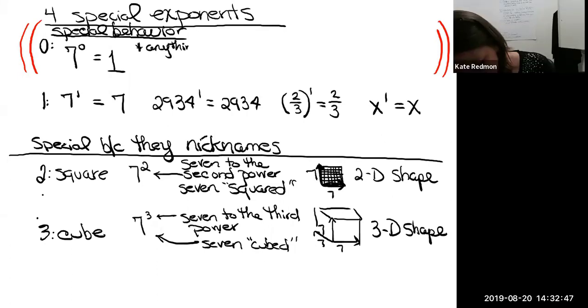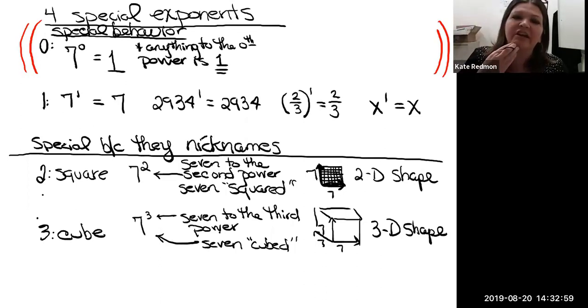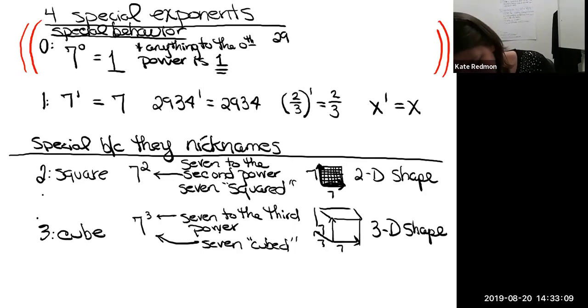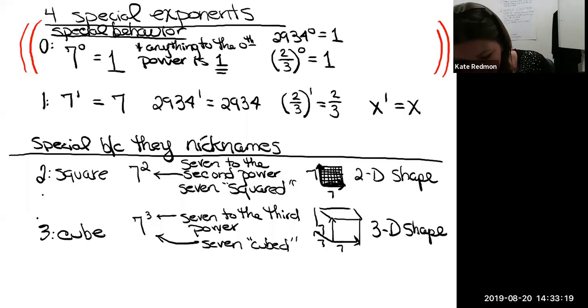Okay, so put that in your notes, because it doesn't make a lot of sense to us unless we've learned it before. And so you will be very likely to forget it if you don't repeatedly practice this. Okay, so anything to the 0th power is 1. I don't care how big it is. 2,934 to the 0th power is just 1. I don't care how ugly it is. 2/3 to the 0th power is just 1. And I don't care how mysterious it is.